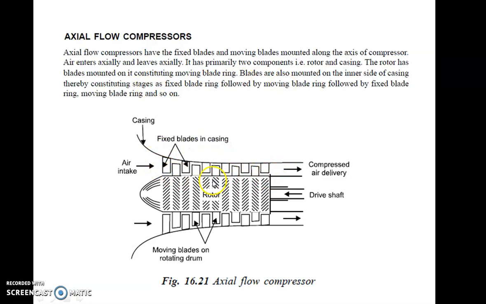So let us see the difference between axial flow compressor and centrifugal compressor also. But before that, axial flow compressors have the fixed blades and moving blades mounted along the axis of the compressor. Okay, this is a fixed blade. We have seen such type of construction in the steam turbine also. So axial flow compressor is the reverse of the steam turbine. It has primarily two components, rotor and casing. The rotor has blades mounted on it, which are moving blades, and the casing has fixed blades. That we have already seen. So these are the stages: one fixed blade and one moving blade make a stage.